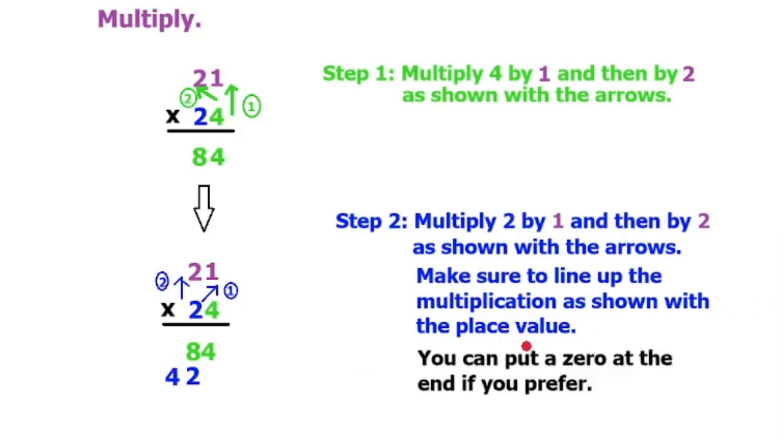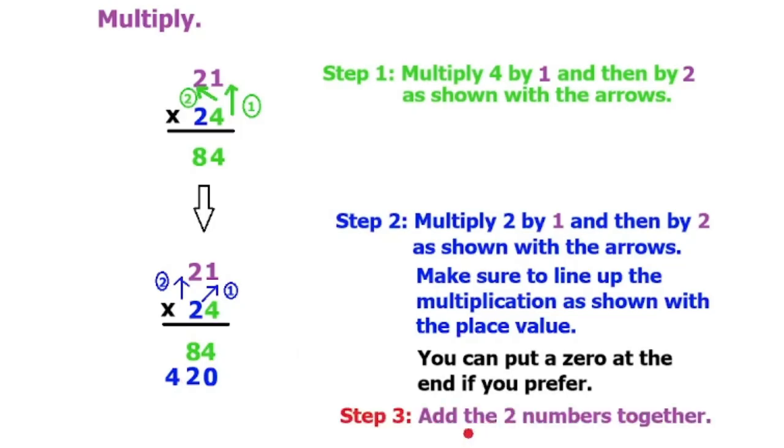Now you can put a 0 at the end if you prefer. So you could put a 0 here if you like, or you could just leave it blank, because leaving it blank is the same as saying there's nothing there. But there's the 0. If you prefer, you could do that.